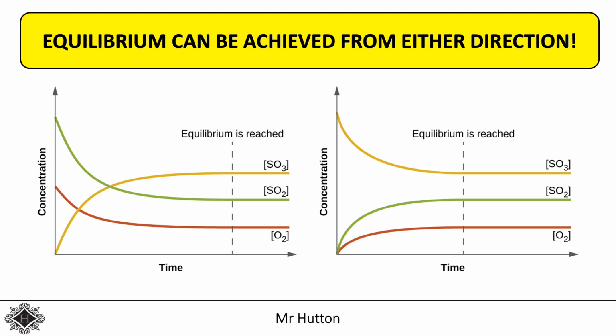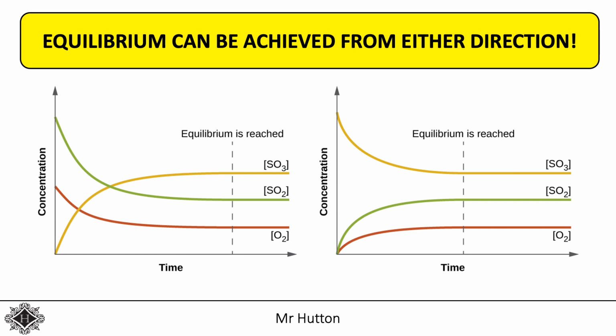Right, we've been talking about equilibrium being reached by starting with A and B, ending up with C and D. It can be reached in either direction, so we could have started with C and D and ended up with A and B. So these graphs here just show that in a bit more detail. The first graph is when your SO3 has started off at very low concentration and then built up. And on the second graph, the SO3 started with a high concentration and come down.